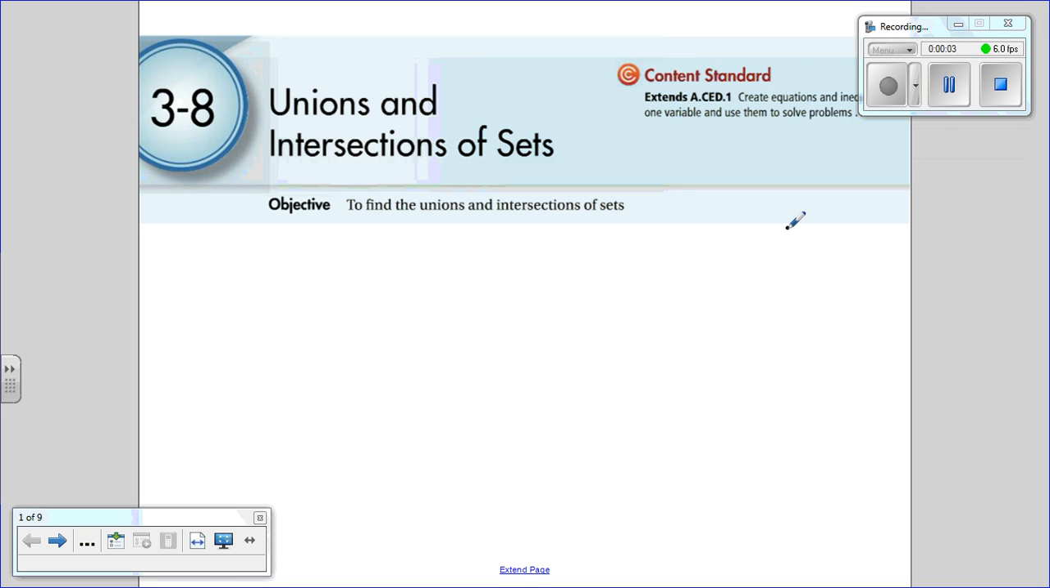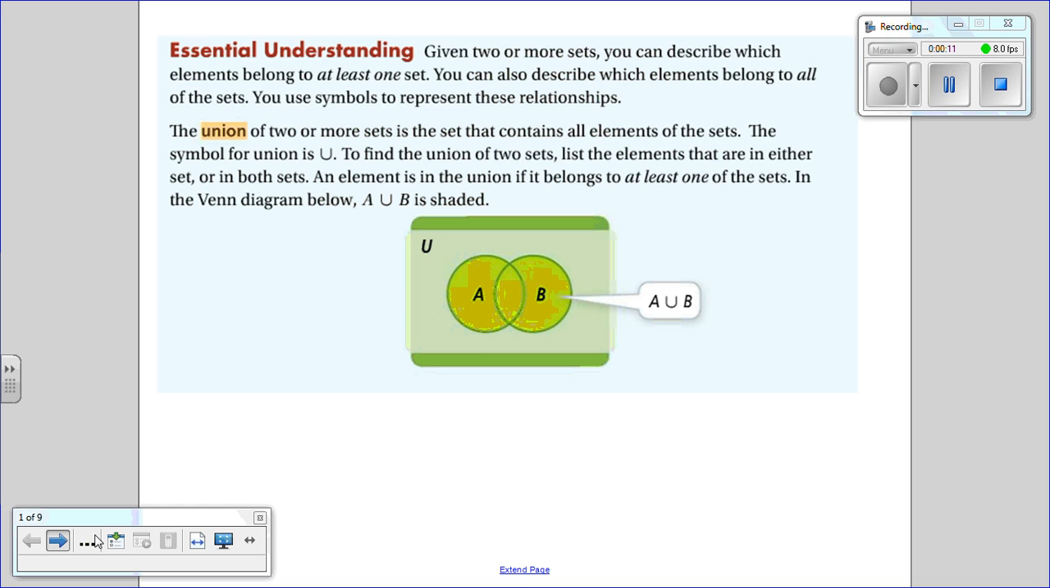This section is the last section of Chapter 3, and this is dealing with unions and intersections of sets. So we're going to first look at something called a union. What I would suggest is that you write down this section and make special note that this is the union symbol.